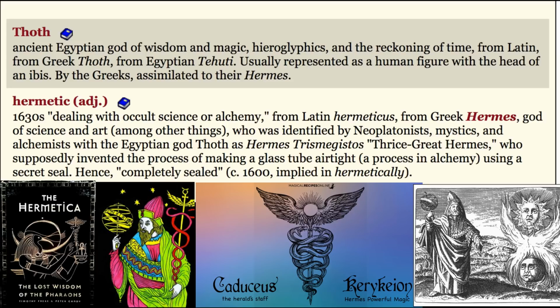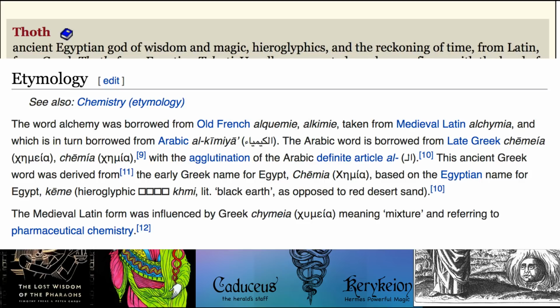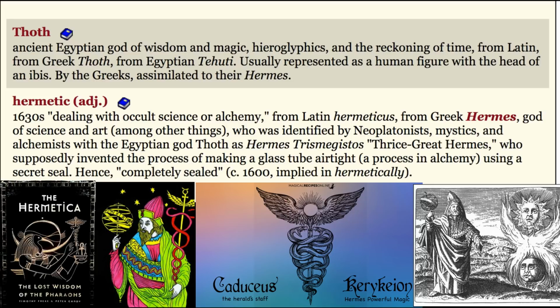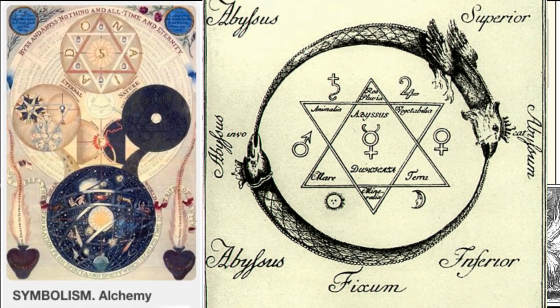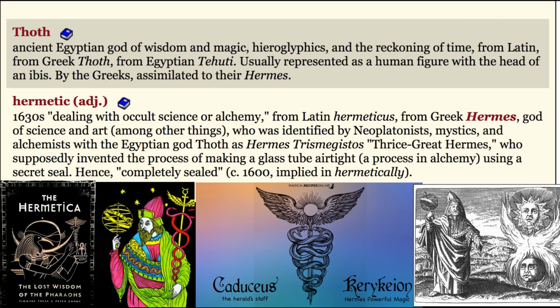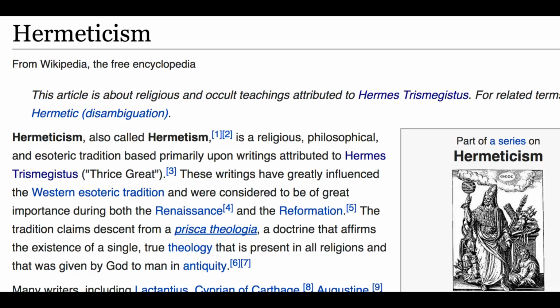So it says here under Thoth, hermetic. 1630s, dealing with the occult science or alchemy. Occult science or alchemy. You're hearing that, right? From Latin hermeticus, from Greek Hermes, god of science and art, among other things. Among other things, you hear that? He's many other things, who was identified by Neoplatonist mystics and alchemists with the Egyptian god Thoth as Hermes Trismegistus, the thrice great Hermes or Trinity, who supposedly invented the process of making a glass tube airtight, a process in alchemy using a secret seal, hence completely sealed. And who does all this stuff, man? Alright, so you see where it was influenced. Now again, I'm just doing a little bit of recap of the first video so we can continue on the second video.